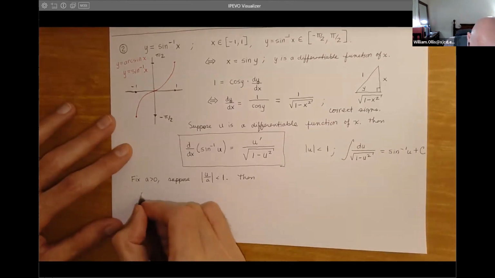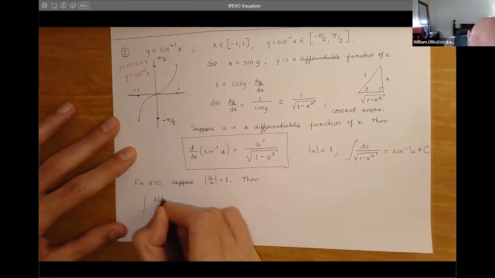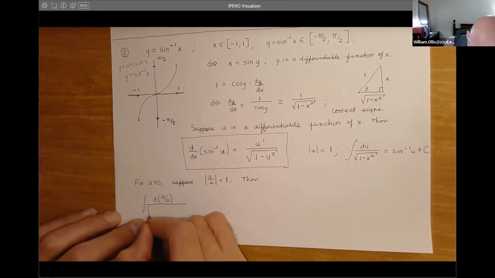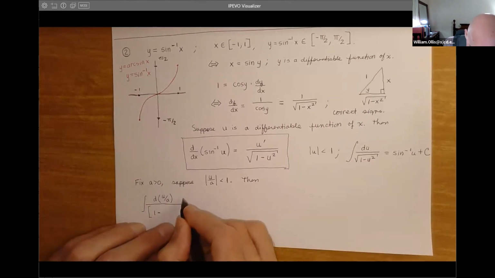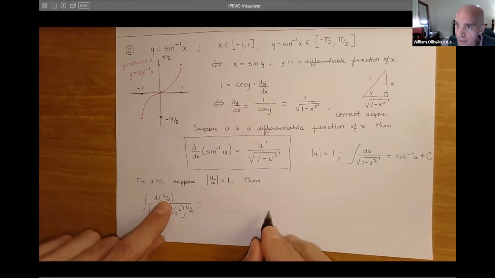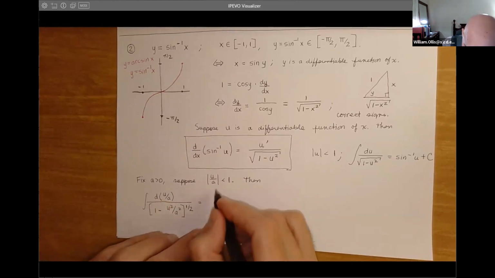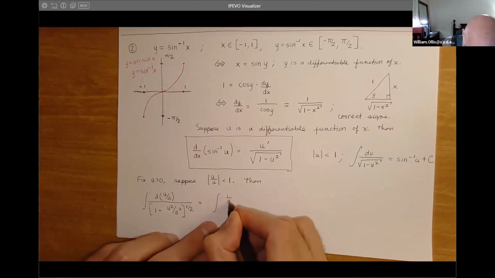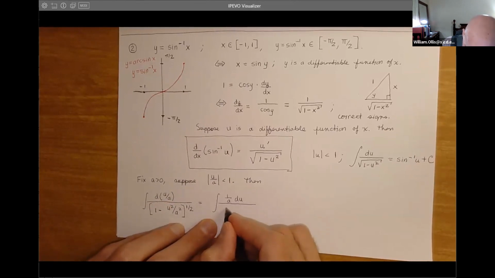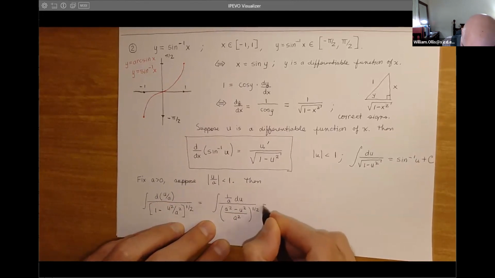So then we have the integral, the derivative of u over a, the differential. And then I'll use brackets here. We have 1 minus u squared over a squared to the 1/2. And now we can use the fact that the differential is linear, pull out the 1 over a. So we have 1 over a du. And then, of course, downstairs, we'll get a squared minus u squared over a squared, all raised to the 1/2.